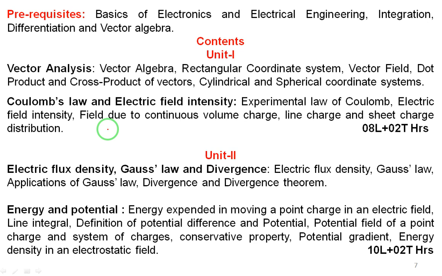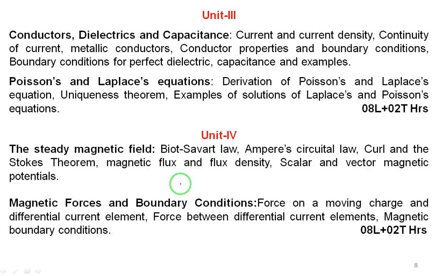The contents, I will just read the titles, and we'll be studying each and every unit in detail later on. The first chapter in Unit 1 is vector analysis, and the second chapter in Unit 1 is Coulomb's law and electric field intensity. It is of 10 hours. Then Unit 2 is of 12 hours. The first chapter is electric flux density, Gauss law and divergence, and the second chapter in Unit 2 is energy and potential.